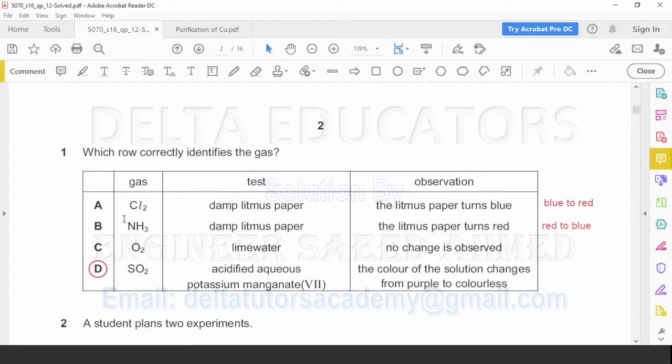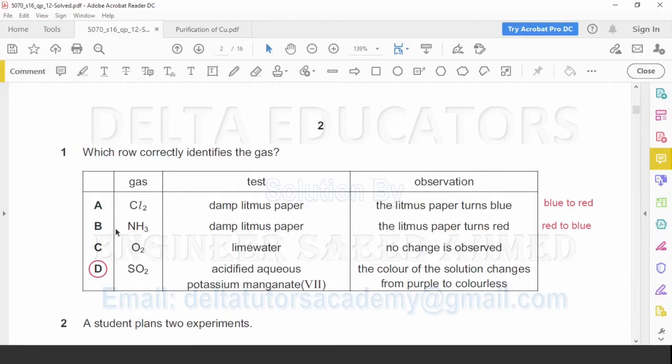Option B. Ammonia, test is given damp litmus paper, and the observation the litmus paper turns red. Ammonia is alkaline in nature. Alkaline or basic gases do not turn blue to red, they turn red litmus paper to blue. So option B is also incorrect.